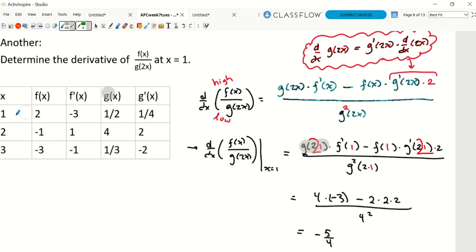g regular of 2 is 4. f prime of 1 is, excuse me, is -3. f regular of 1 is going to be 2. g prime of 2 is 2. And over here, the 2 just got carried down. You just simplify and get -5/4.